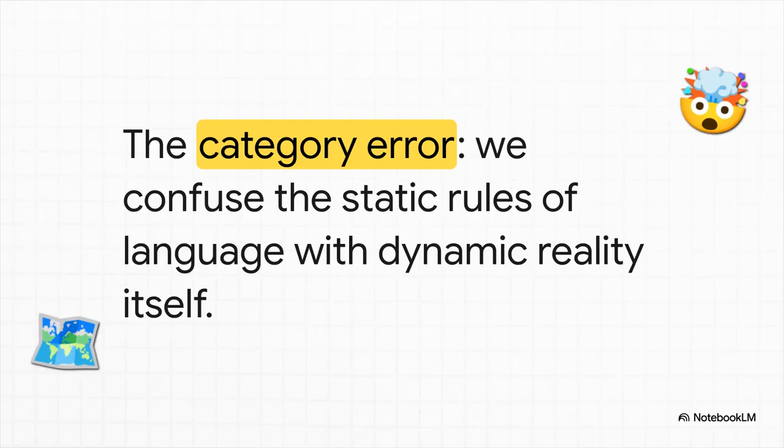This is what philosophers call a category error. And it's a huge one. We're basically taking the rules for our static symbols, for our language, and we're trying to force reality to obey them. But reality is dynamic and messy and creative. It's that classic mistake, right? We're confusing the map for the actual territory. The map is neat and flat, but the world is full of mountains and rivers that the map can only hint at.